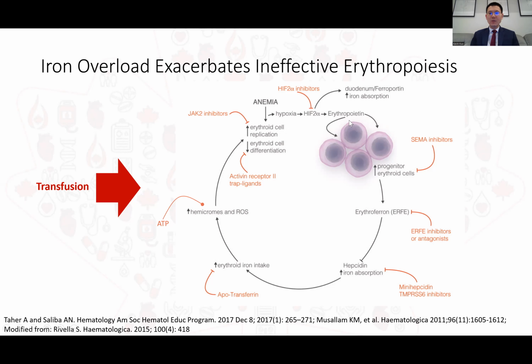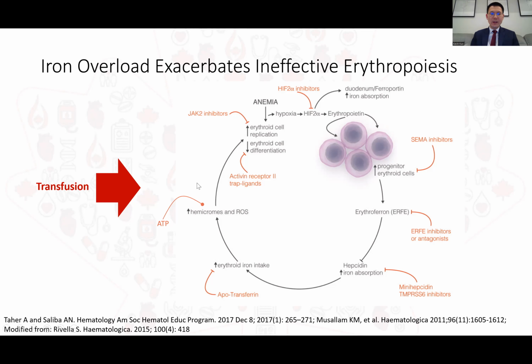HIF2 alpha, which induces more erythropoietin generation, leading to increased progenitor erythroid cells. This in turn will increase the expression of ERFE, or erythroferrone, which then will suppress hepcidin. The inhibition of hepcidin leads to further iron absorption and recycling, and thus leading to increased erythroid iron intake, and round and round it goes.